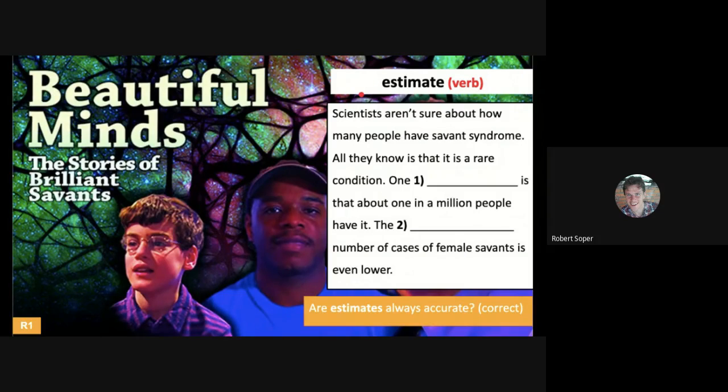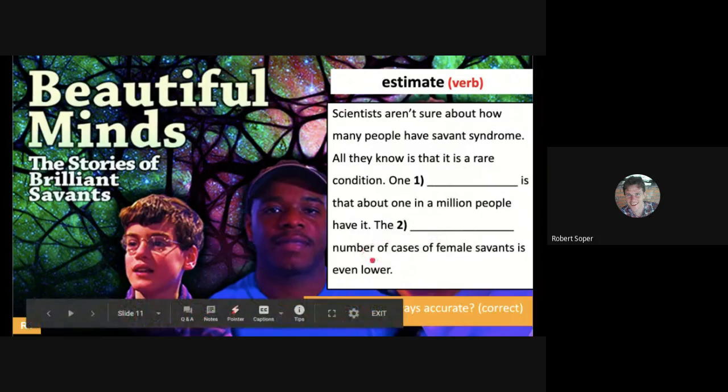Okay, so let's read the paragraph. Scientists aren't sure about how many people have savant syndrome. All they know is that it is a rare condition. One estimate is that about 1 in 1 million people have it. The estimated number of cases of female savants is even lower.